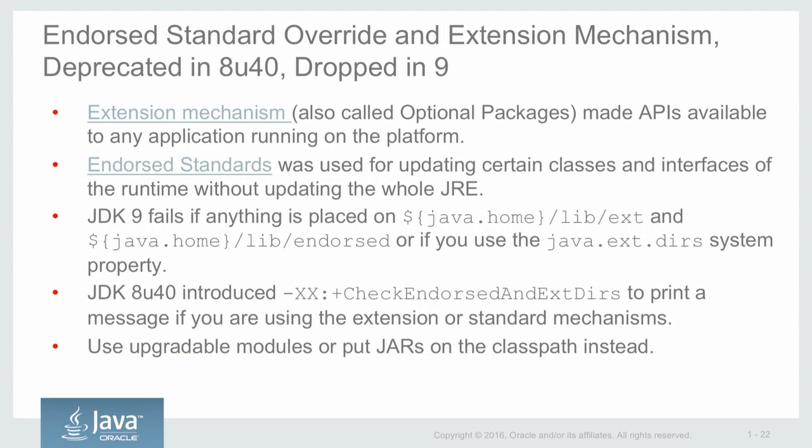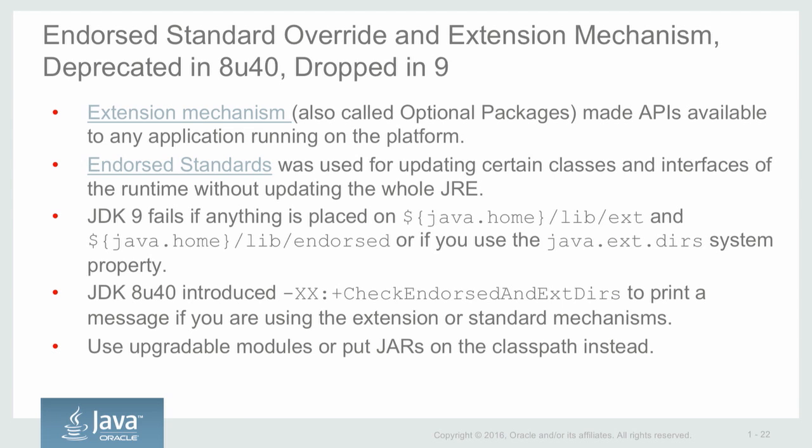Anybody use the endorsed standards override and extension mechanisms? Not a single person. Good, we can skip that. If you know of somebody that's using it, this creates the same kind of problems that we're trying to solve with Jigsaw. We have a better solution, Jigsaw. If you need to use some API, some new standards, you can just put them in the class path instead of putting them here in the endorsed or ext directories.